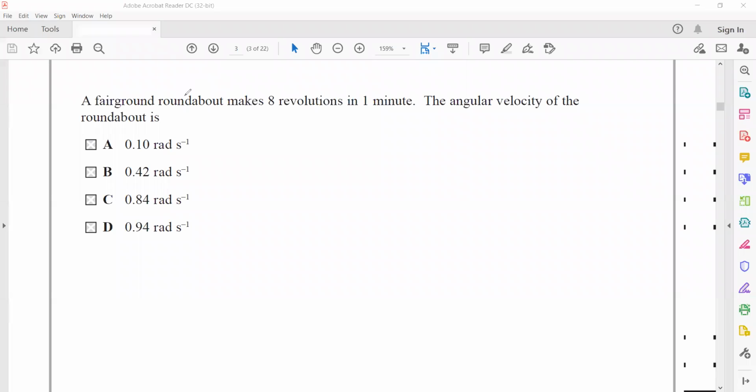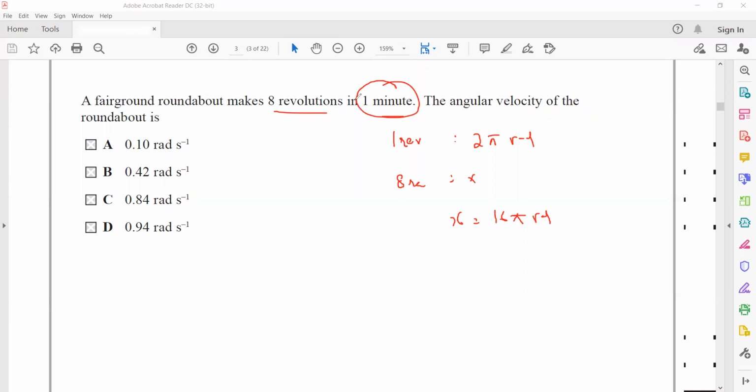So in this question, a fairground roundabout makes 8 revolutions per minute. The angular velocity in radian per second. So first thing, it is 8 revolutions, so we have to convert that revolution into radian. So we know one revolution is equal to 2 pi radian. So if it is 8 revolutions, then it will be x radian, cross multiply. So it will be 16 pi radian.